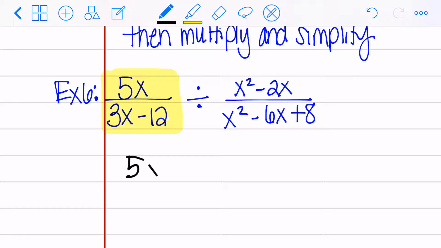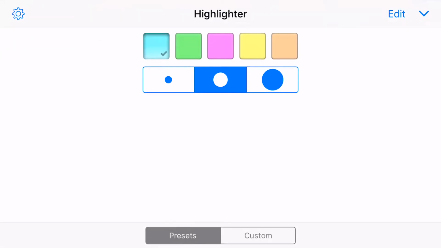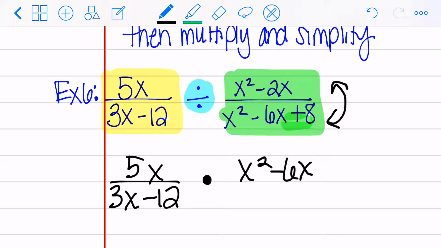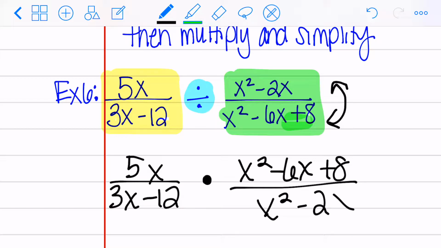So you get 5x over 3x minus 12. Then we're going to change that. Instead of a division, we're going to change it to a multiplication. And then we're going to flip. So we're going to flip this second fraction, turn it upside down. So this becomes x squared minus 6x plus 8 all over x squared minus 2x.